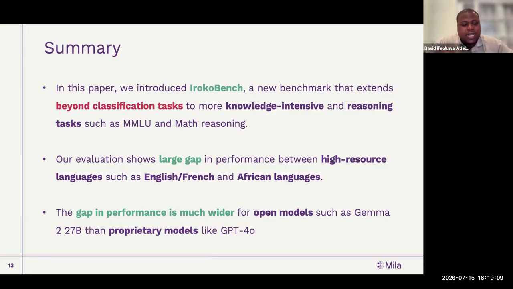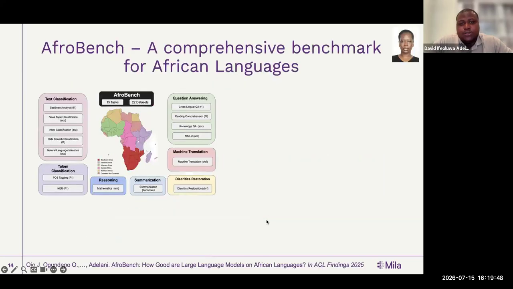But I have to highlight the evaluation challenges so you can appreciate why we decided to attempt the Afrique project. One of the things is that we first need to create a challenging benchmark before we can build a model. That's the only way we can measure progress. And we need to go beyond simple classification tasks or machine translation to be able to make improvements on really challenging benchmarks. As you can see, there's a large performance gap between high resource languages and African languages. And the gap is much wider for open models than proprietary models.